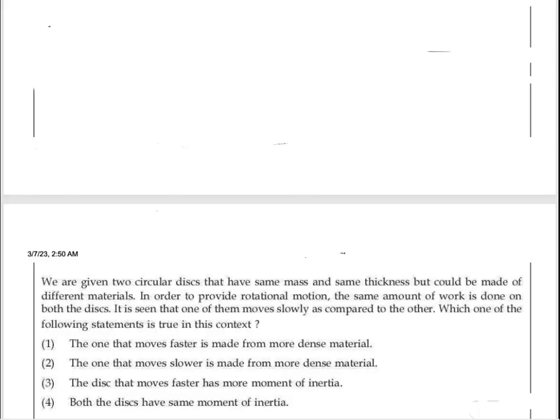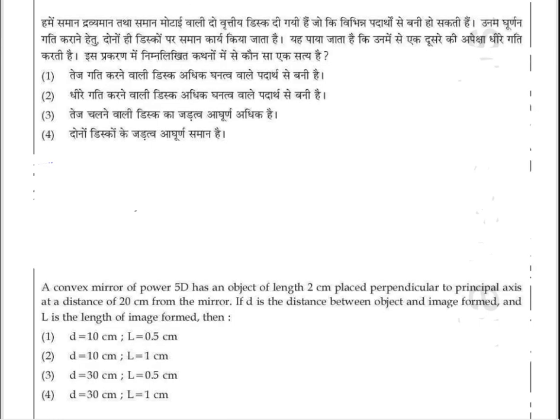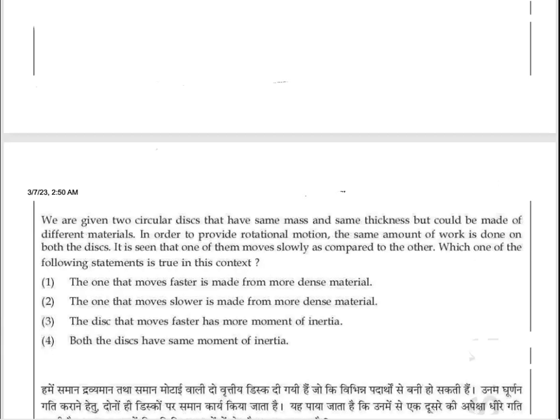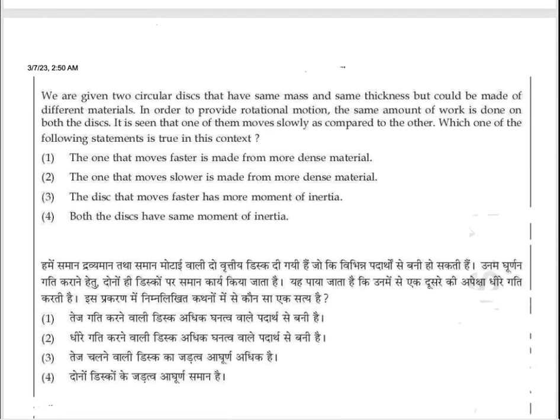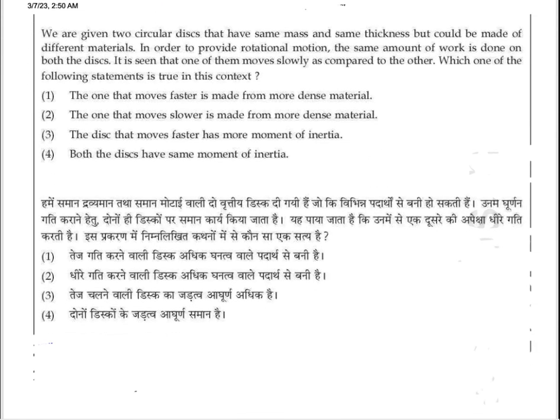So our next question is this. The question is saying we are given two circular discs that have the same mass and same thickness, but could be made of different material. Material is different means density is different. In order to provide rotational motion, the same amount of work is done on both the discs.